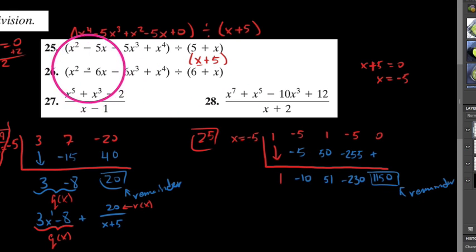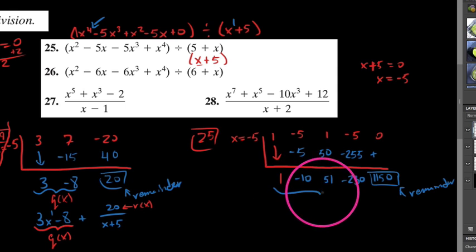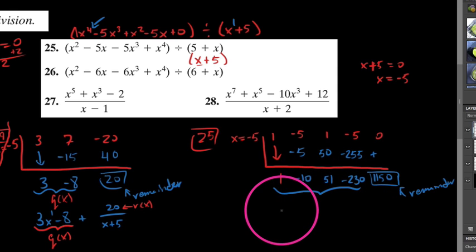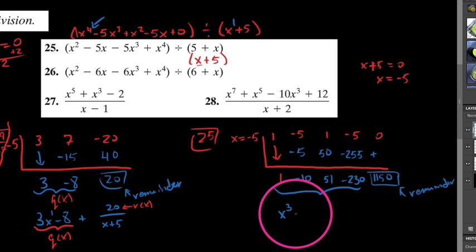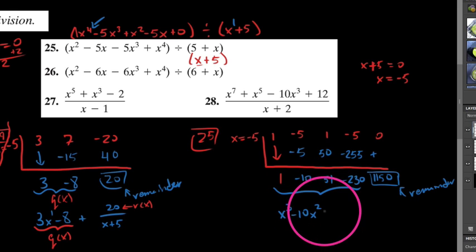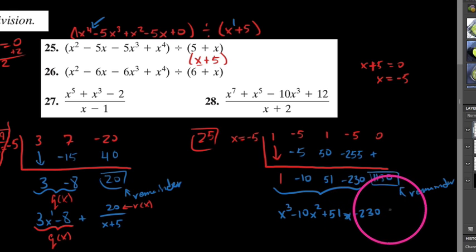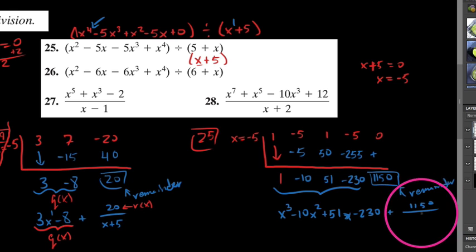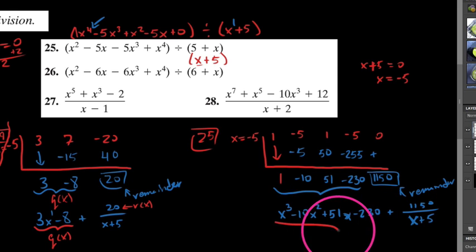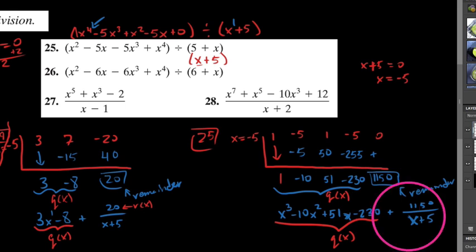But because we took a fourth degree here, and we divided by a first degree, this thing that's left over here should be a third degree. And so we definitely want to put our quotient back. We have 1x to the third minus 10x to the second plus 51x minus 230, plus 1150 over the thing we were dividing by, which in this case, since x is negative 5, then x plus 5 must have been the factor that we were dividing out. And so again, really quickly here, we're going to recognize that this part right here is our quotient, and that this last value right here is really our remainder polynomial.